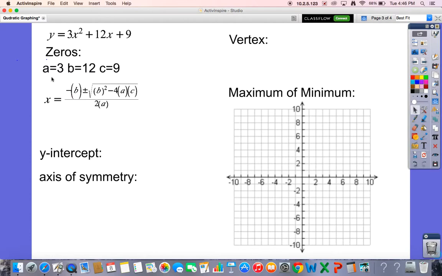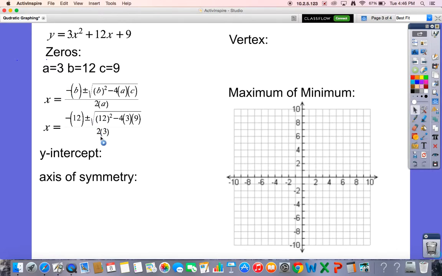We are going to plug these a, b, and c values into this equation. So for our problem, x equals the opposite of b, which was 12, plus or minus the square root. B again was 12, so 12 squared minus 4 times a, which was 3, times c, which was 9, all over 2 times a, and a was 3 again.